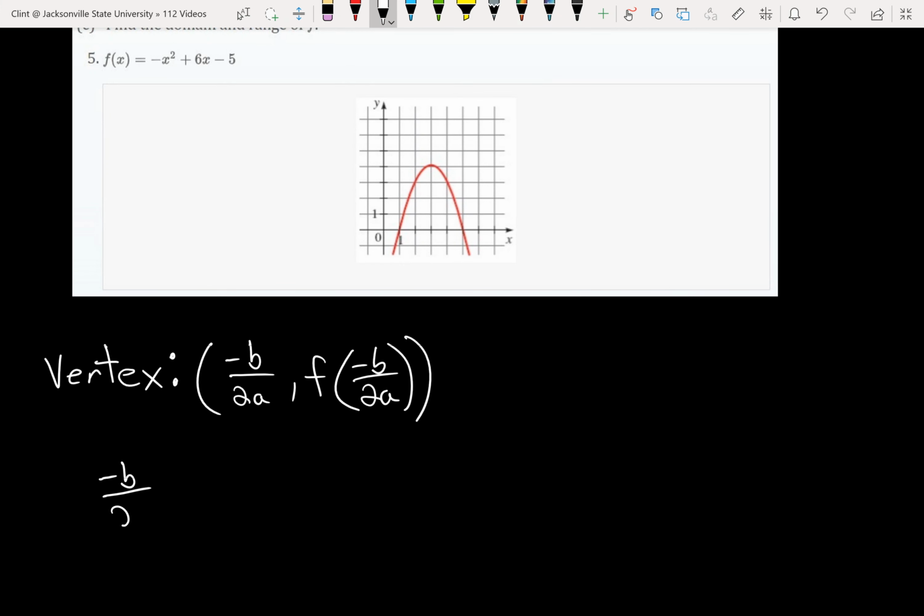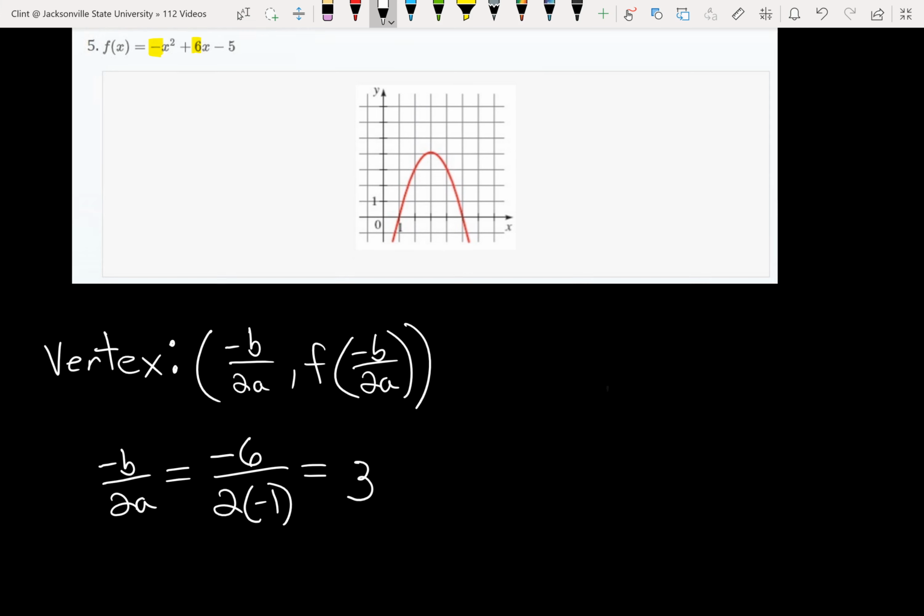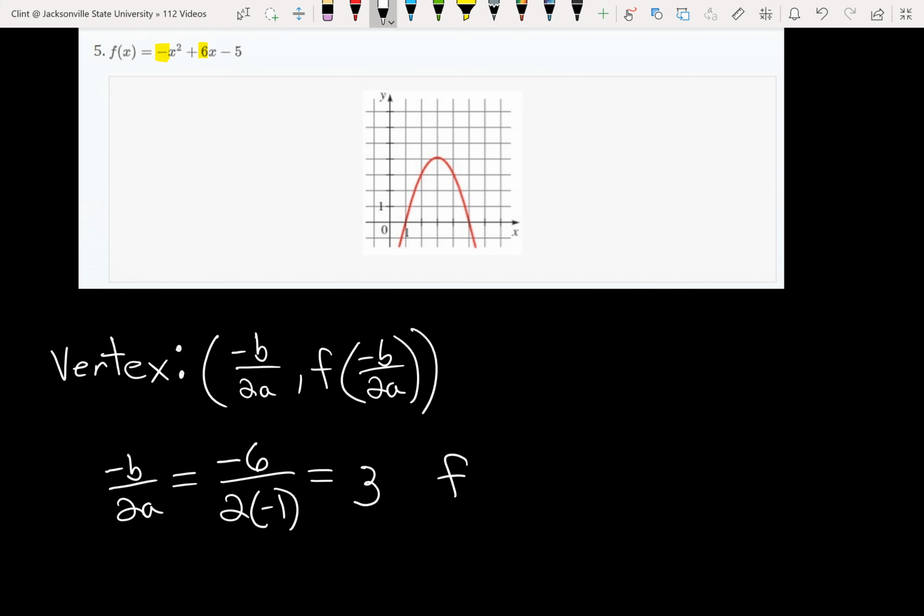So here, negative b over 2a, our b is 6. So I'm looking in here, so there's our b, and our a here is this negative 1. So negative b would be negative 6 over 2 times a, which is negative 1. That's negative 6 over negative 2, or positive 3. So that's going to be our x coordinate. And then now we're going to plug that into the function. So we're going to find f of 3.